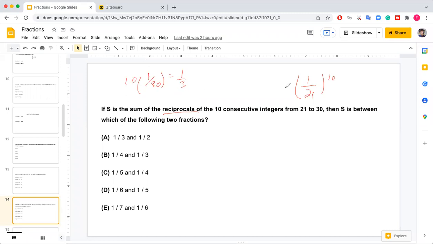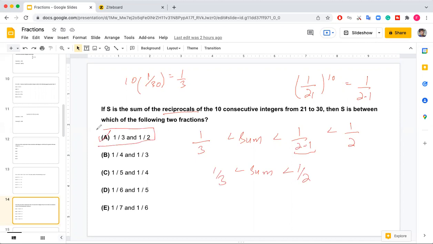Okay, so this is 1 over 3. This is 1 over 2.1, right? So whatever the sum is, it is greater than 1 over 3 and less than 1 over 2.1. And this 1 over 2.1 is actually less than 1 over 2, right? So in short, the sum is greater than 1 by 3 and less than 1 over 2, which is in actual A, right? So our value will lie in between these.